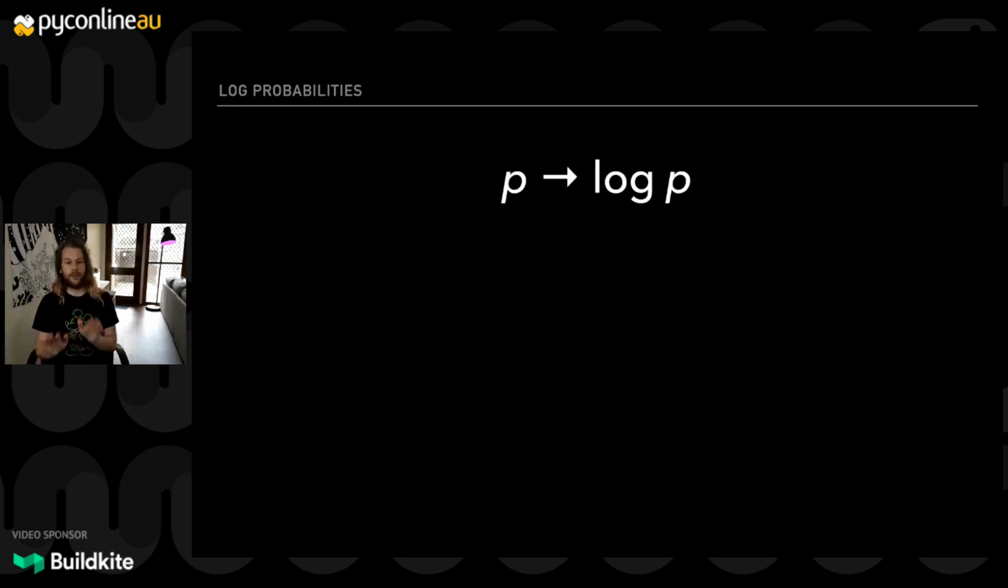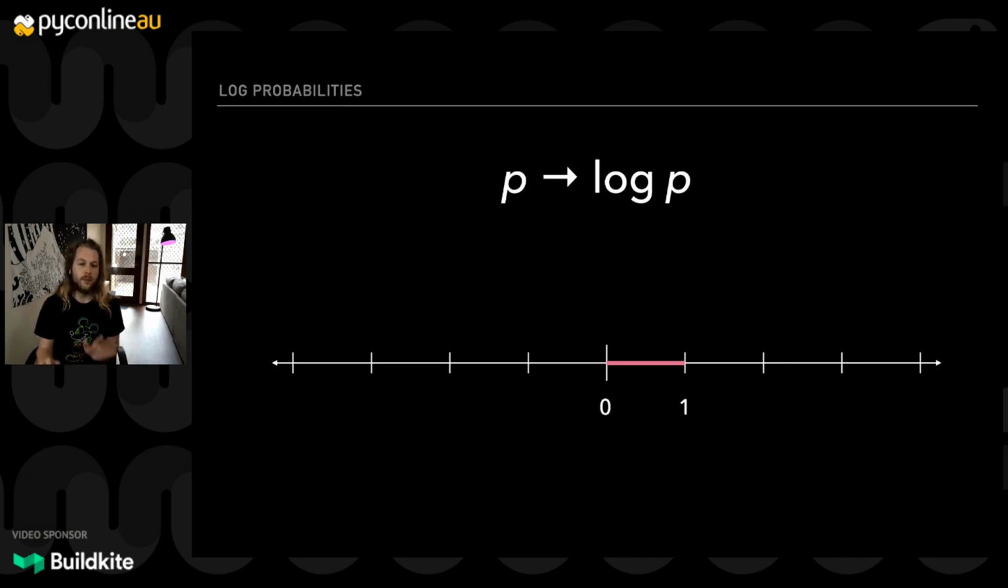Okay, but there is a trick. Instead of dealing with probabilities themselves, what we can do is deal with the log of a probability. So instead of storing p as a float, we can store log of p. So what does that look like? P is in this range between 0 and 1. The log operation takes that interval between 0 and 1 and stretches it out to the entire negative side of the real number line.